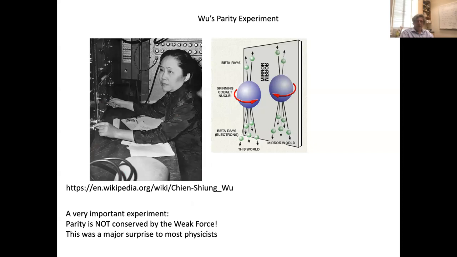Okay, here is C.S. Wu, also known as Madame Wu, with her parity experiment. So she's at the controls of her experiment. She was a Berkeley graduate student. She worked closely with Lawrence and Segre in graduate school here. She was heading to Michigan, but she stopped luckily in Berkeley and we grabbed her before she could get to Michigan and offered her a position and she stayed here.